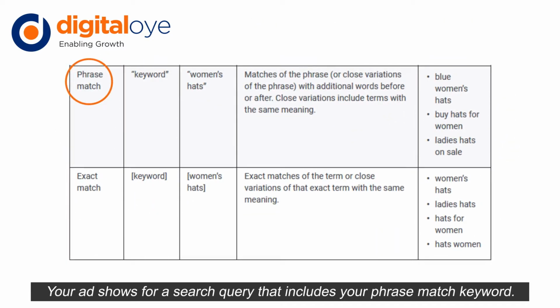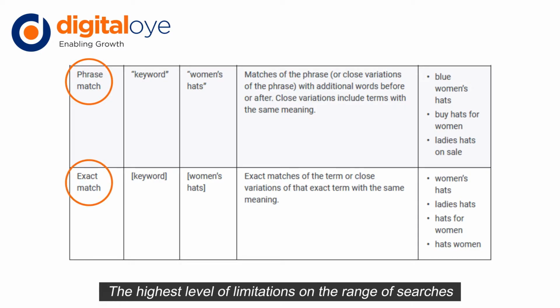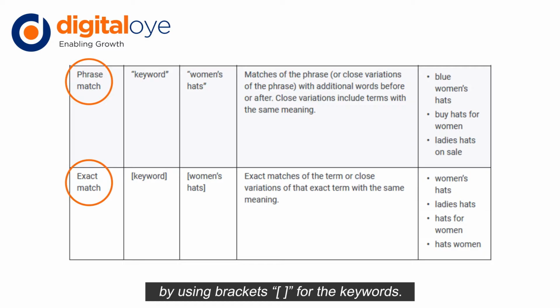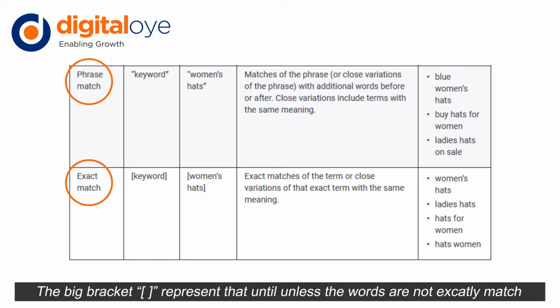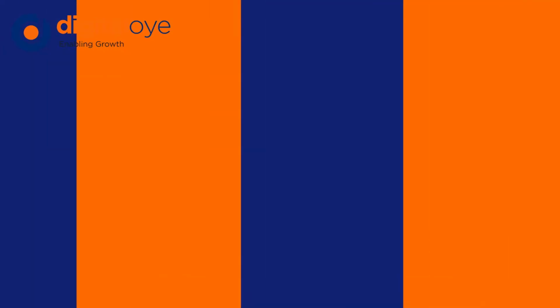Your ad shows for a search query that includes your phrase match as the keyword. Exact match. The highest level of limitation on the range of searches by using brackets for the keyword. The brackets represent that unless the words exactly match and are in the same sequence, your ad will not be triggered.